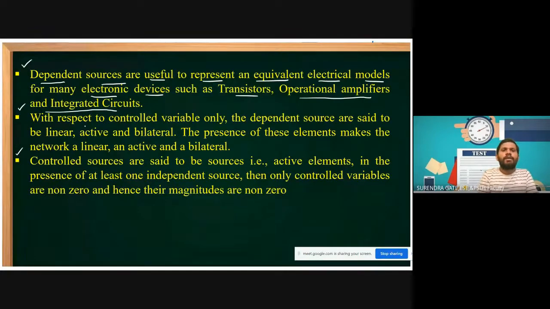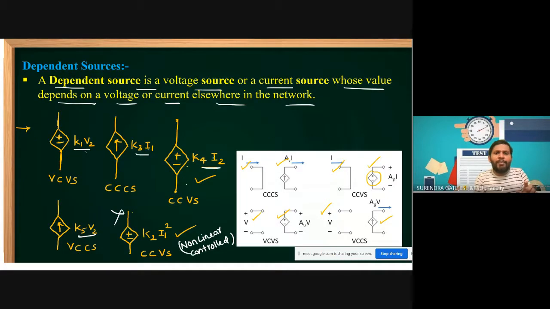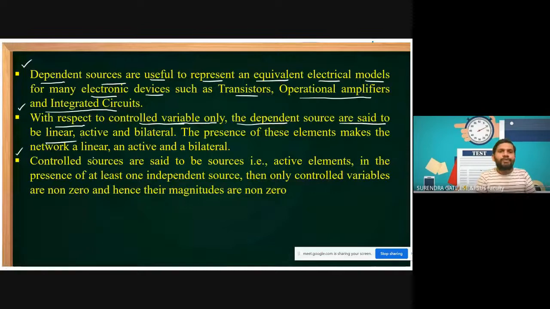Next, with respect to the controlled variable only, the dependent sources are said to be linear. This I told already. If the control parameter is linear, then you can say it's a linear control. If it is non-linear, then you can say non-linear control. That's how to say it's linear or non-linear, based on the control parameter only.